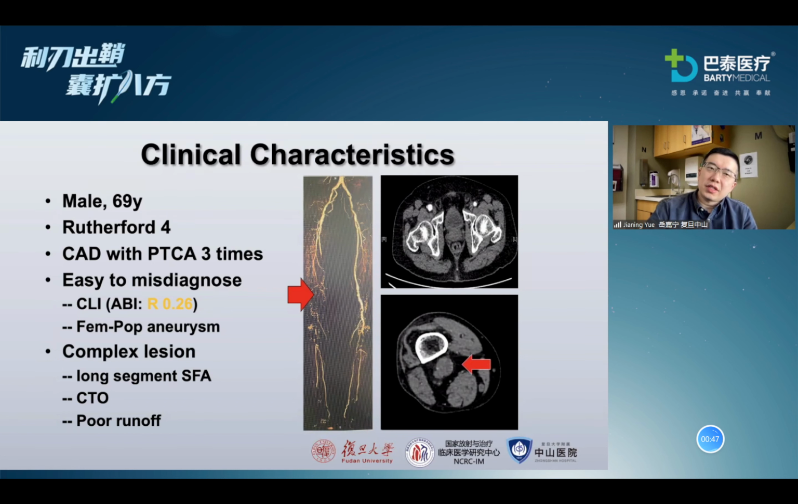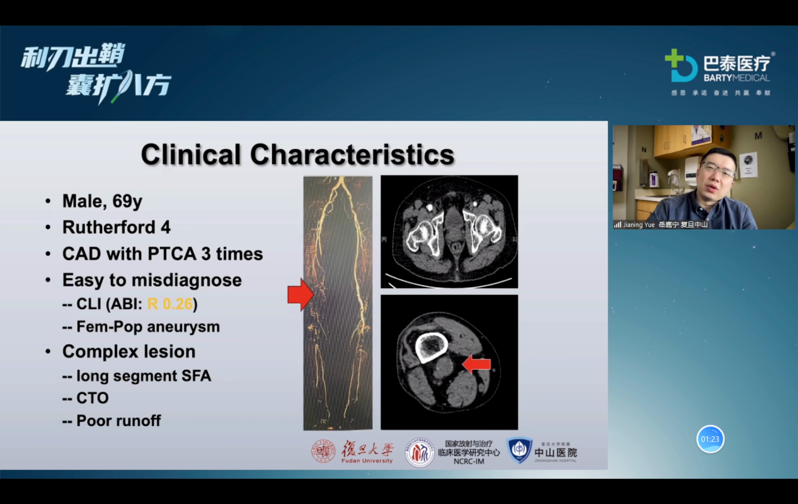It's Rutherford 4. When he came to the hospital, he had resting pain, and also multiple CVD, including coronary disease. So when he came, it was a very typical ISO, and also IC, intermittent claudication, and it was not at acute phase. And we can see ABI 0.26. That's very typical. So we did the CT.